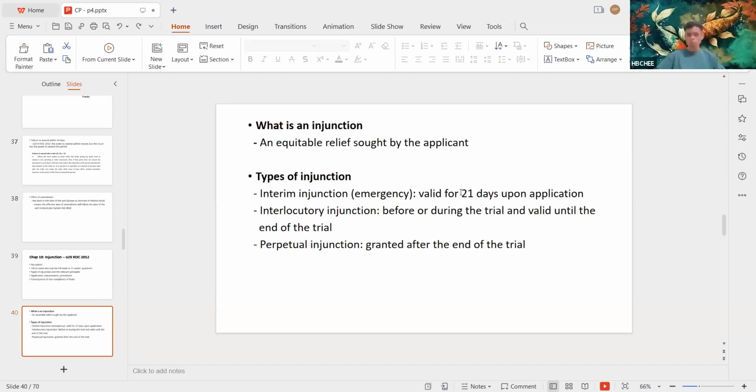The types of injunction could be interim, which is an emergency injunction, valid for 21 days upon application, and then interlocutory injunction, before or during the trial, valid until the end of the trial. Then the perpetual injunction is the so-called forever injunction, because it's granted after the end of the trial.